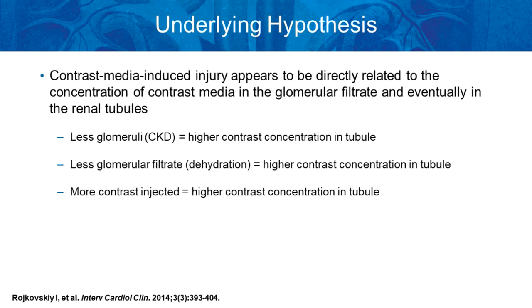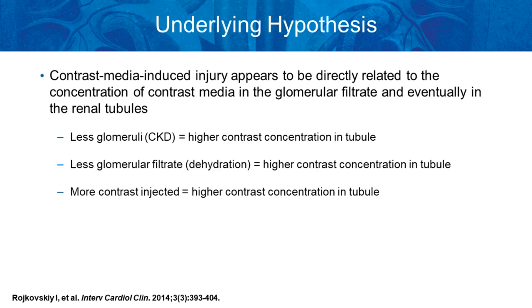So let's look at what this means in practical terms. If you have a patient that has chronic kidney disease, that patient has a smaller number of nephrons. So for the same amount of contrast, those nephrons are exposed to a larger amount of contrast. Take a patient that is dehydrated, or take a patient that is in shock. These patients have already reduced their glomerular filtration. That leads to a more concentrated urine, but more concentrated contrast in the tubule. And finally, if you give more contrast, then the patient's kidney is going to see more contrast.